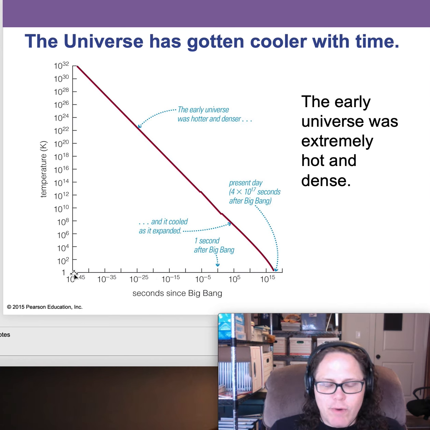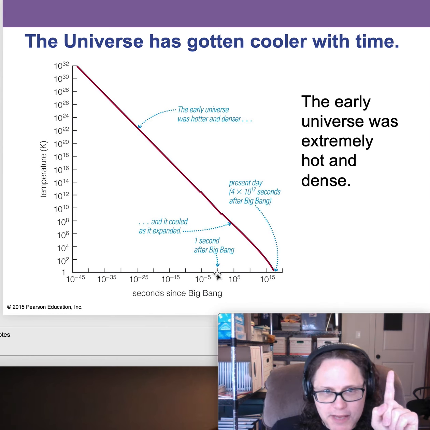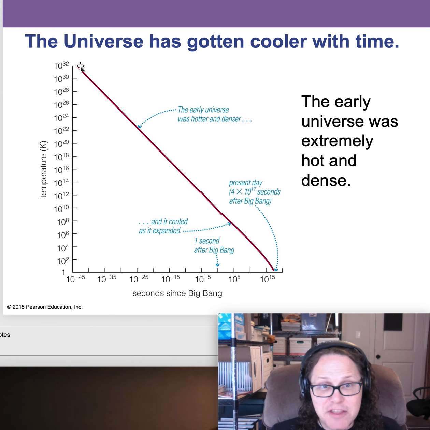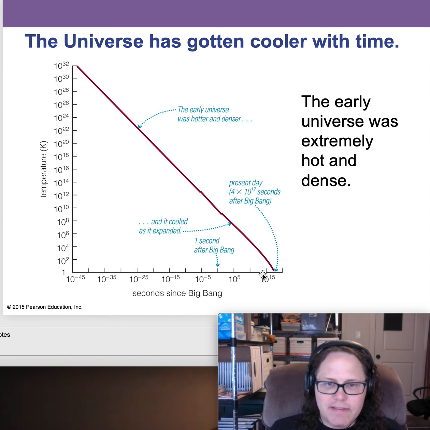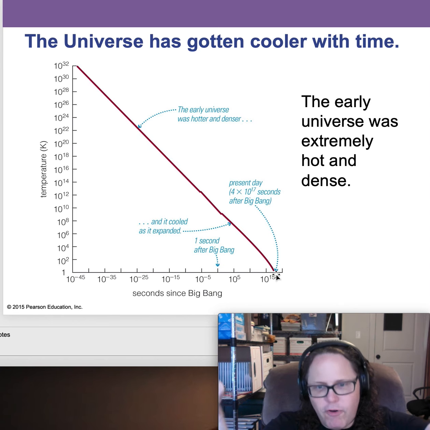So here's the Big Bang, or right after the Big Bang. From here all the way up to here is just 1 second of time. This is 1 second after the Big Bang. So in 1 second, the universe cooled from 10 to the 32 degrees all the way down to 100 million degrees. And then bump over here at 10 to the 14 seconds, that's today. Or 10 to the 18 seconds, that's today. The universe is down to 3 Kelvin. Far away from the sun.